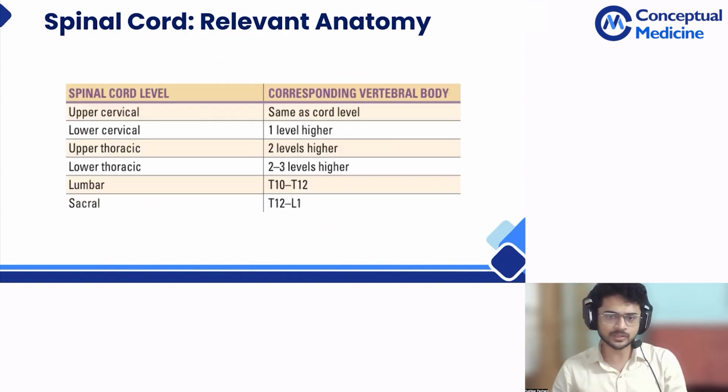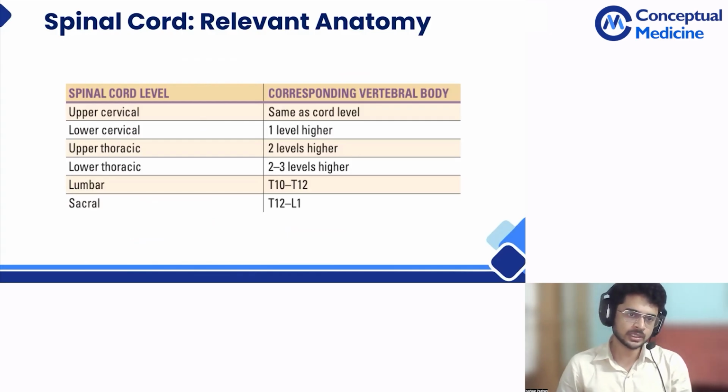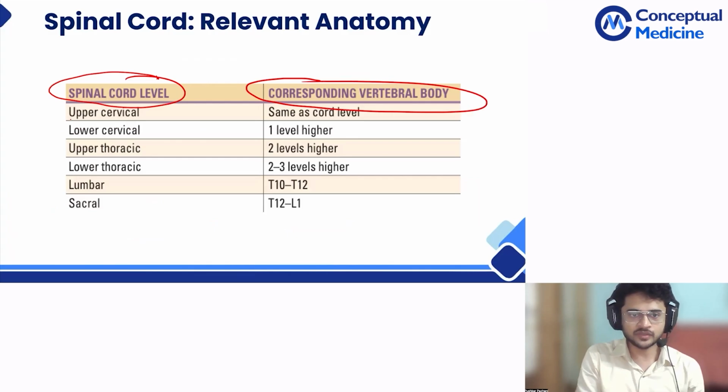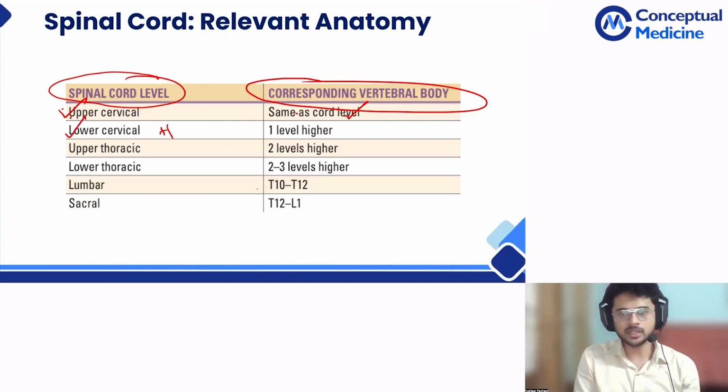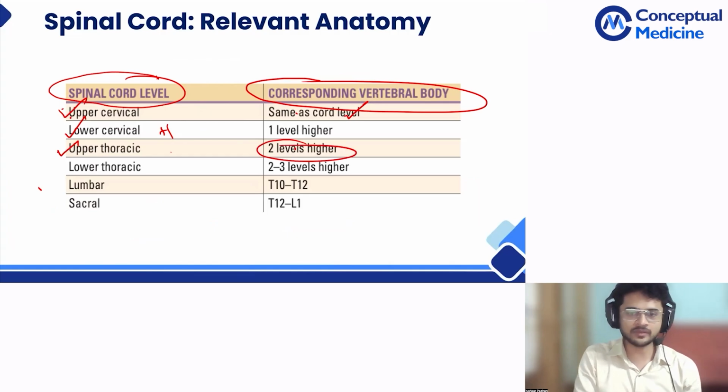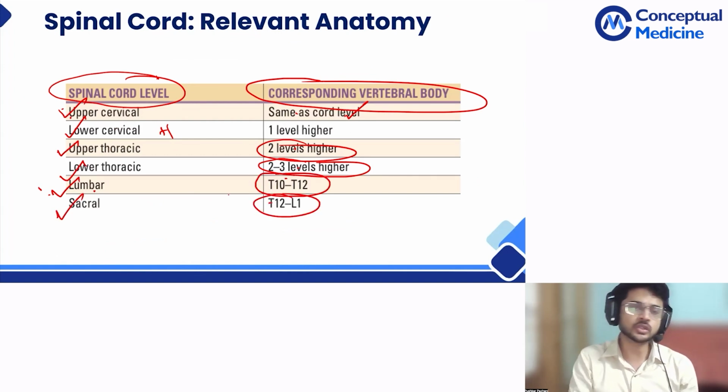So this is a beautiful table in Harrison, which gives the spinal cord level and its corresponding vertebral body level. In the upper cervical cord, it has almost the same concordance with the vertebral body. Lower cervical, you'll have to add 1 to get the vertebral body level. In the upper thoracic, the vertebral body level is 2 levels higher. In the lower thoracic, it is 2 to 3 levels higher. The lumbar spinal cord level corresponds to T10 to T12, and the sacral spinal cord level corresponds to T12 to L1, and L1 is where the spinal cord ends.